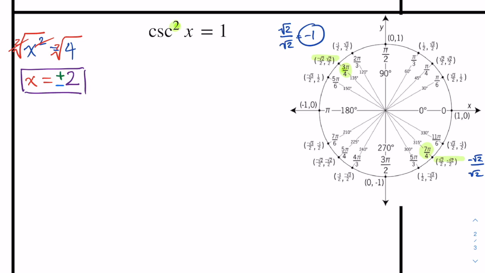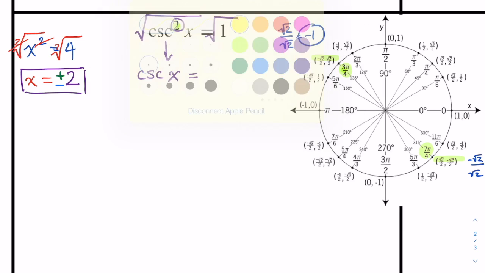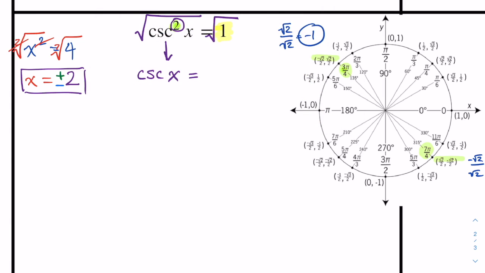So there's the second power. How do we get rid of the second power? Square root. This would give us just regular cosecant x, and the square root of 1 would be either plus or minus 1.